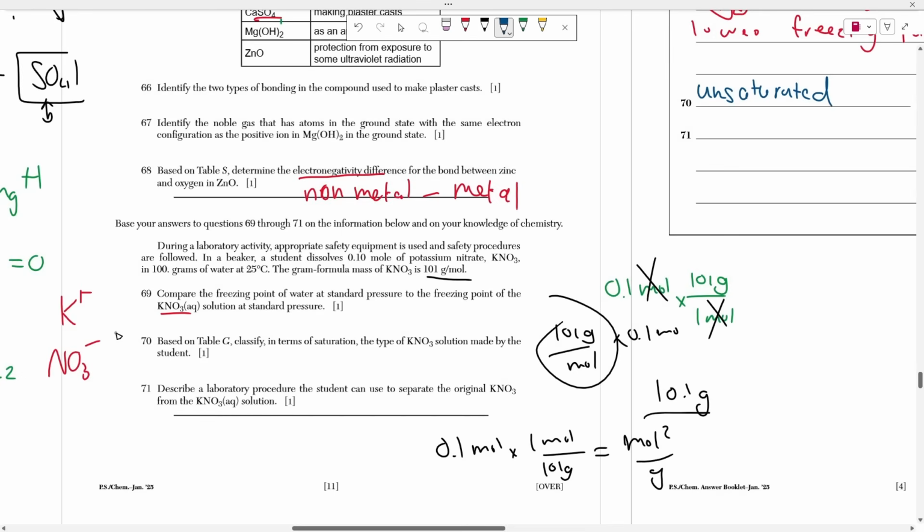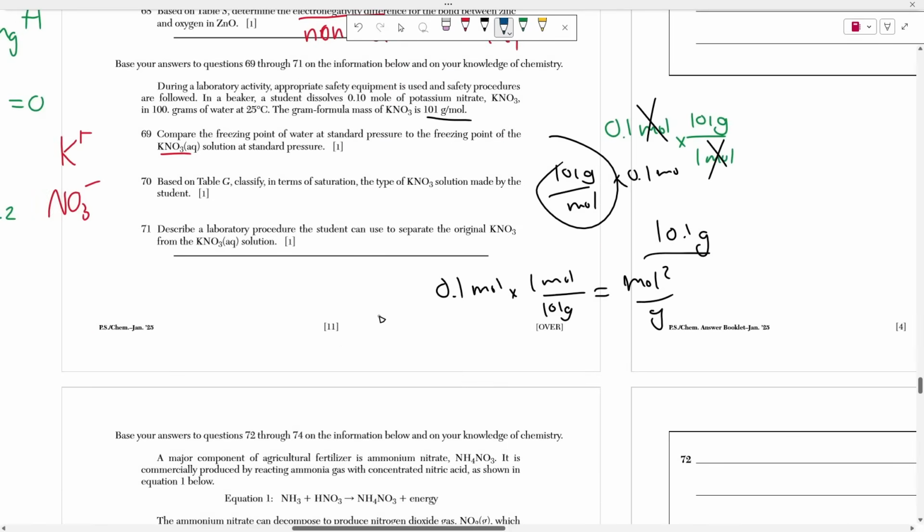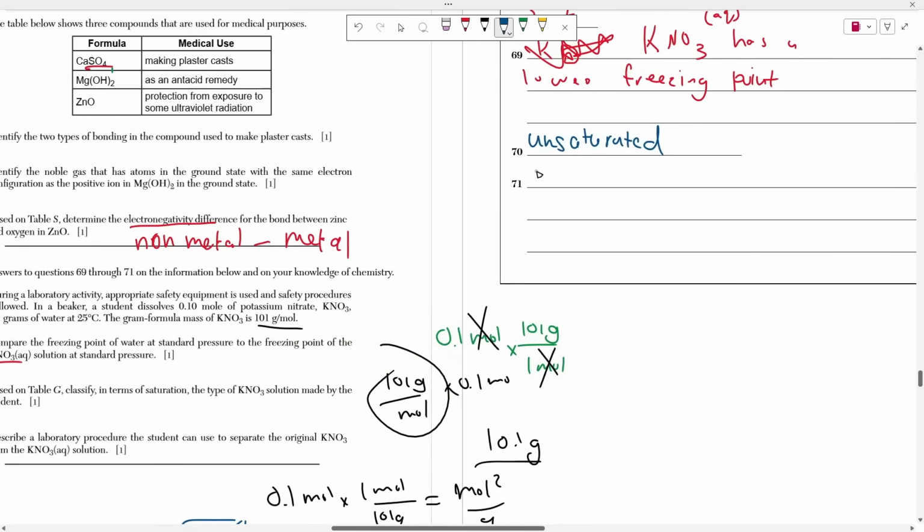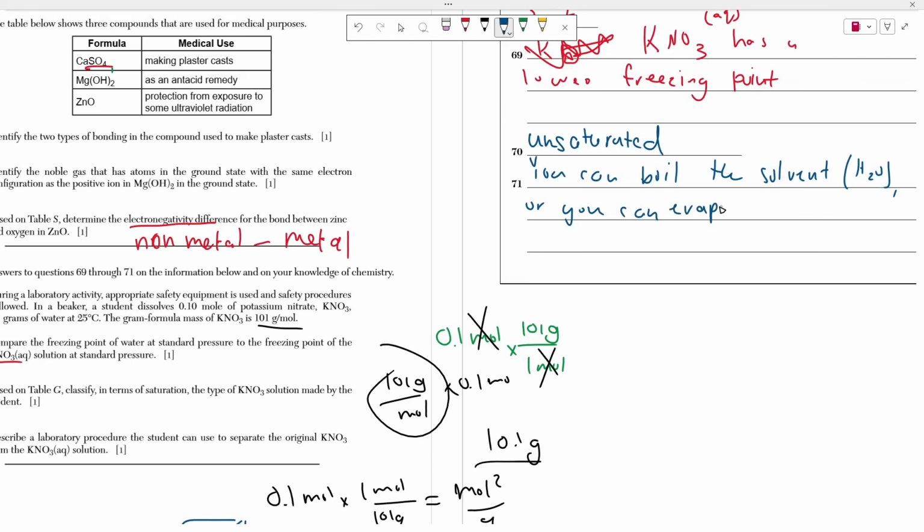All right. Number 71 says, describe a laboratory procedure that the student can use to separate the original KNO3 from the KNO3 aqueous solution. So whenever you want to get your solute back, whatever you dissolved, from the solution, you can always just evaporate the solvent or you can just boil it out. So you can say that you can boil the solvent, which in this case was H2O, or you can evaporate the solvent, and that's all you have to do here, right?